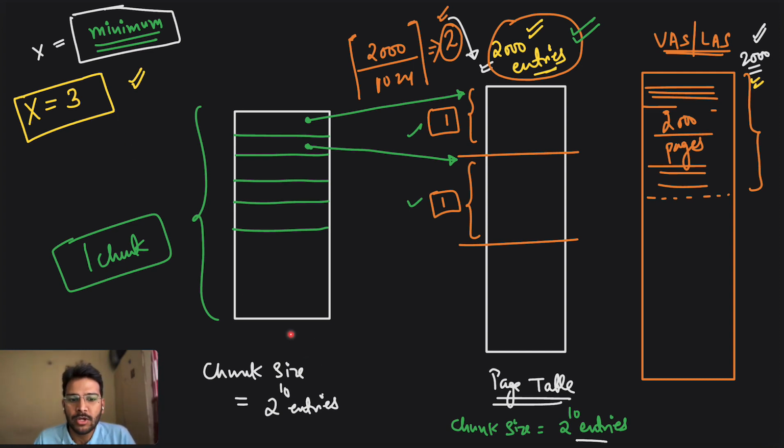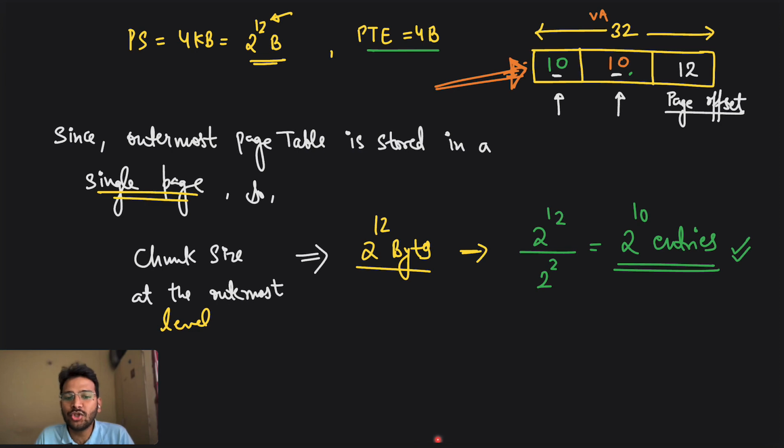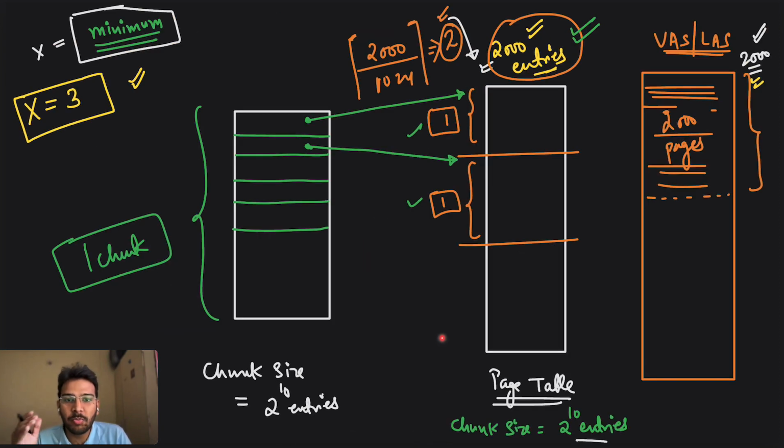Is this clear? So here if you see the question also, it is asking: x denotes the minimum number of pages across the two levels of the page table of the process. So when it says number of pages across the two levels, it is talking about the chunks, because as I explained in the multi-level paging concept, except for the innermost level and the virtual address space, when we talk about all the levels of page table, we deal in terms of chunks.